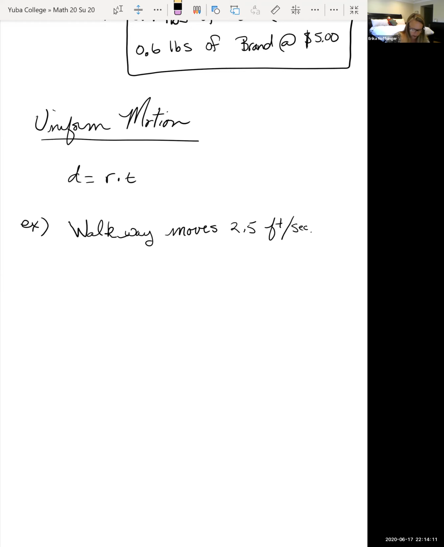Okay, so 50 feet on the walkway. 50 feet on the walkway, going with and back again.